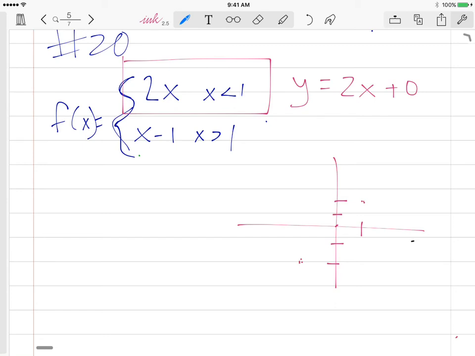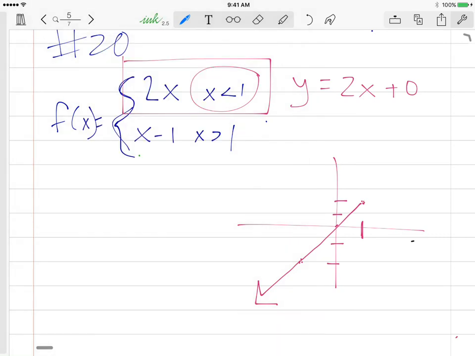What this is telling me is I only want the graph less than 1 on the x-axis, which means if I go on the x-axis to 1, I only want less than, so going that way. That's the only part of the graph I'm going to graph. I'm not going to graph anything over to the right.